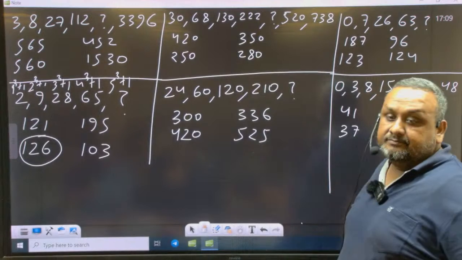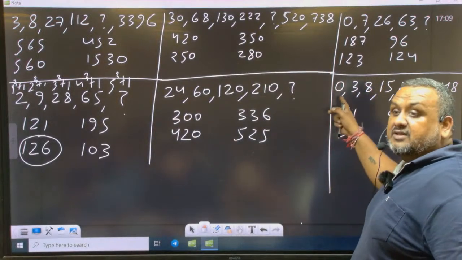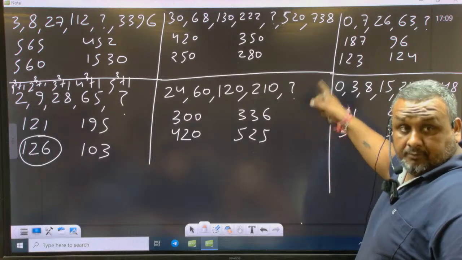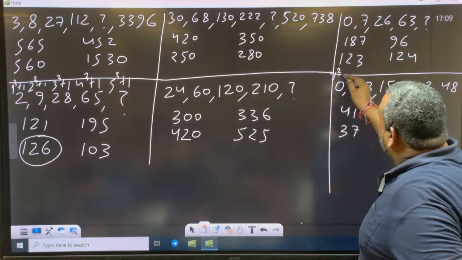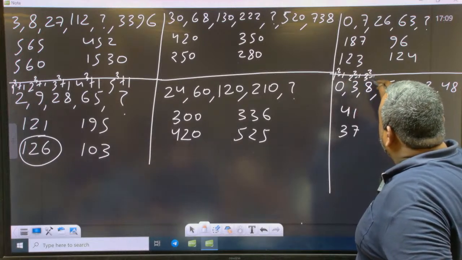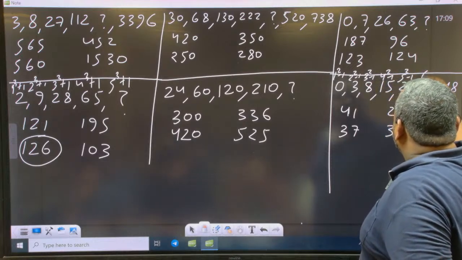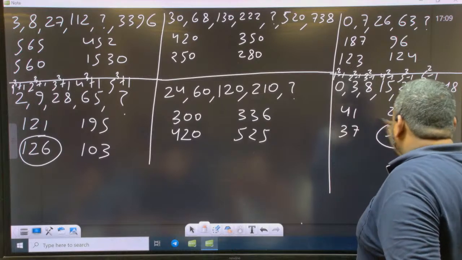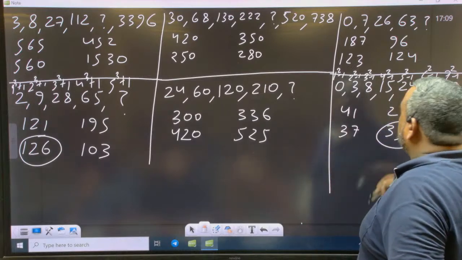Answer of this. Start with 0. Look. Now, all. 1 square minus 1, 2 square minus 1, 3 square minus 1, 4 square minus 1, 5 square minus 1, 6 square minus 1. Answer is 35. Again, it's 7 square minus 1.